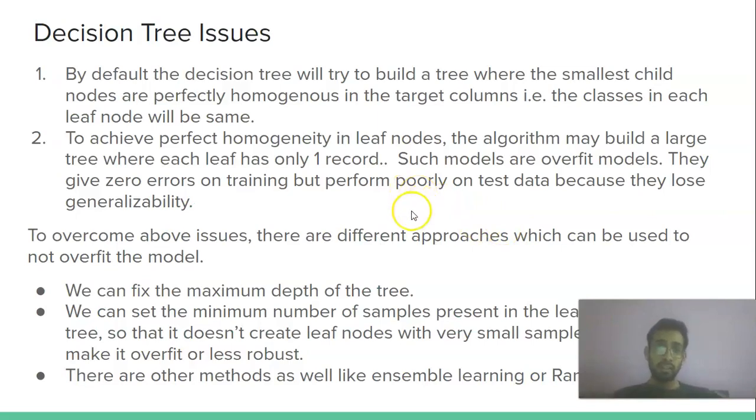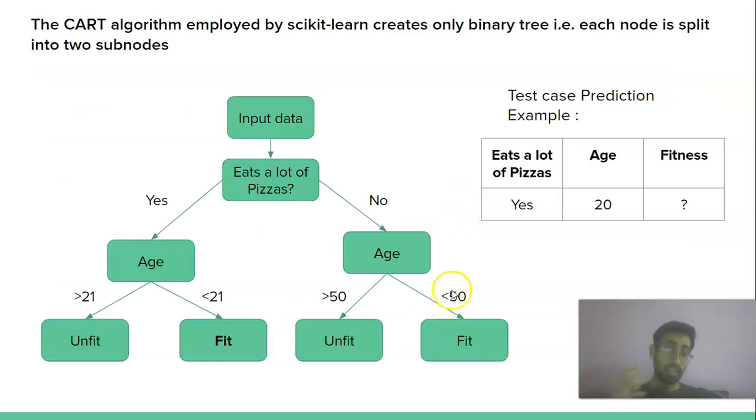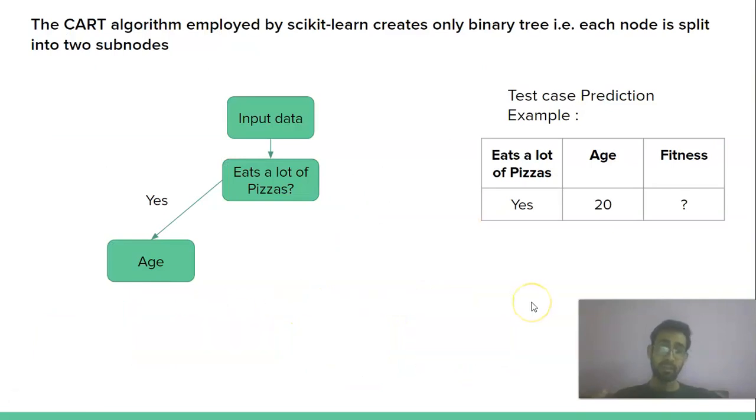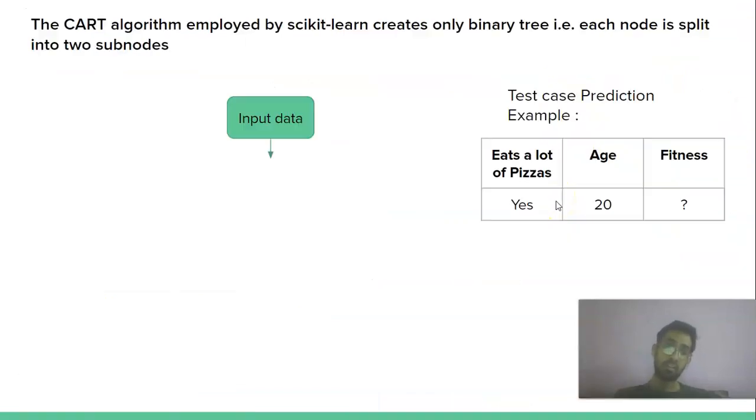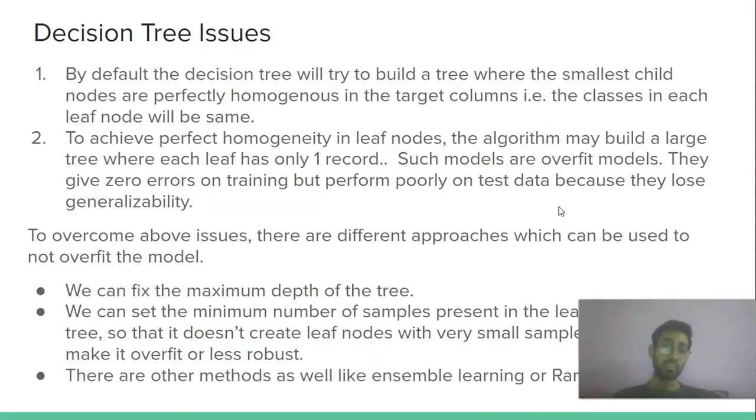But there are a few issues in decision trees, right? By default, a decision tree will try to build a tree where the smallest child nodes are perfectly homogeneous. What do I mean by smallest child nodes? These are my final child nodes, as you can see, and it will try to make them homogeneous. So let's say even if there was one unfit and one fit, it will again create a node. So it will kind of overfit the training data. This is one of the issues.